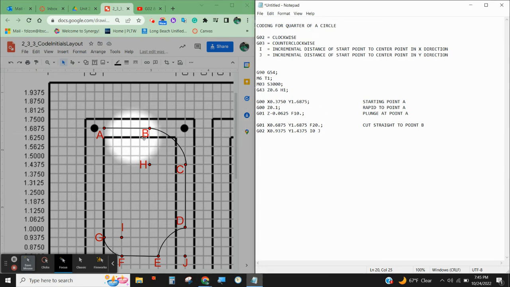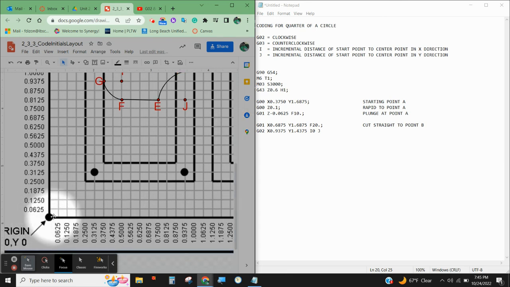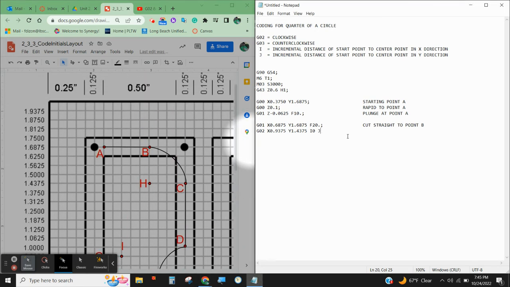So J is the same thing. J now is the distance of B and H in the Y direction. You notice there are, one, two, three, four squares. If I take those four squares and I look down here, four squares is 0.25. So I'm going to use 0.25. However, H is below B, so that distance is actually negative.